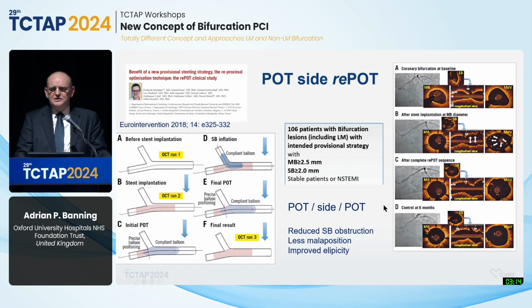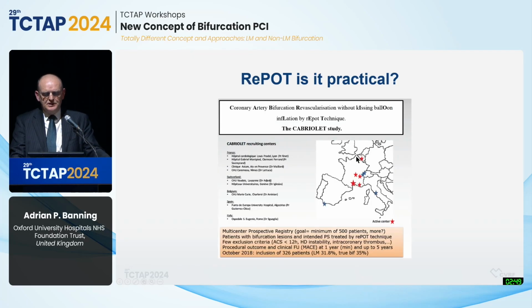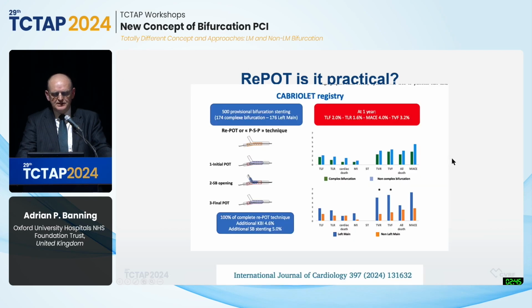POT side repot is a way of trying to treat bifurcation disease with sequential inflations, which has been championed by Francis Derrime. He showed in this initial study that by using this sequence, he could get pretty good results. I would point out that to me, that final POT balloon here looks rather distal. But he's gone on to do the Cabriolet study. And in this study, we see that 500 patients, of whom 174 had complex bifurcations, got pretty good results with this technique. But it is absolutely crucial, if you're going to do this, that you make sure that you're tangential with the bifurcation when you deploy your POT finally, and try and make sure that you don't distort the ostium at the end.